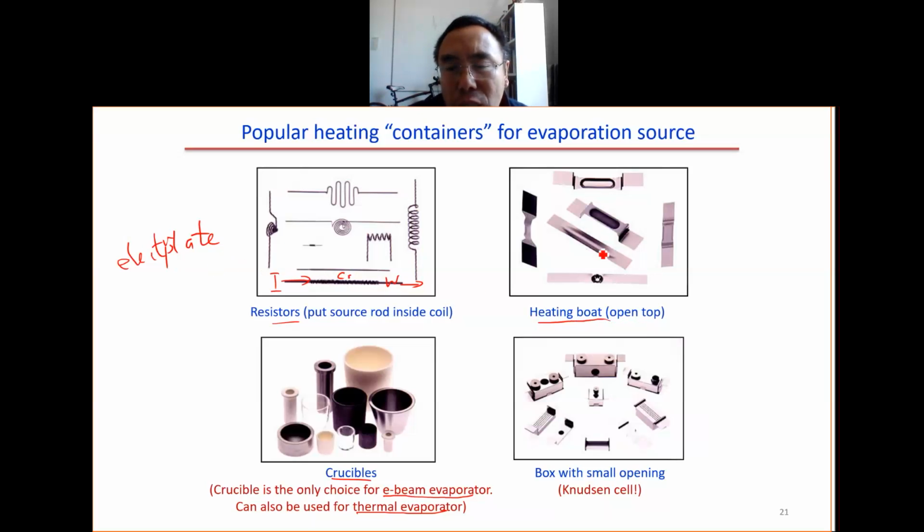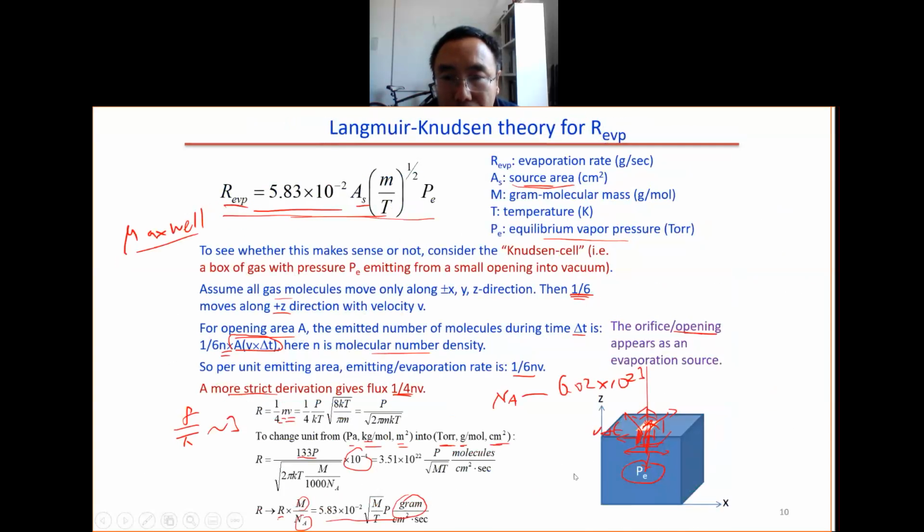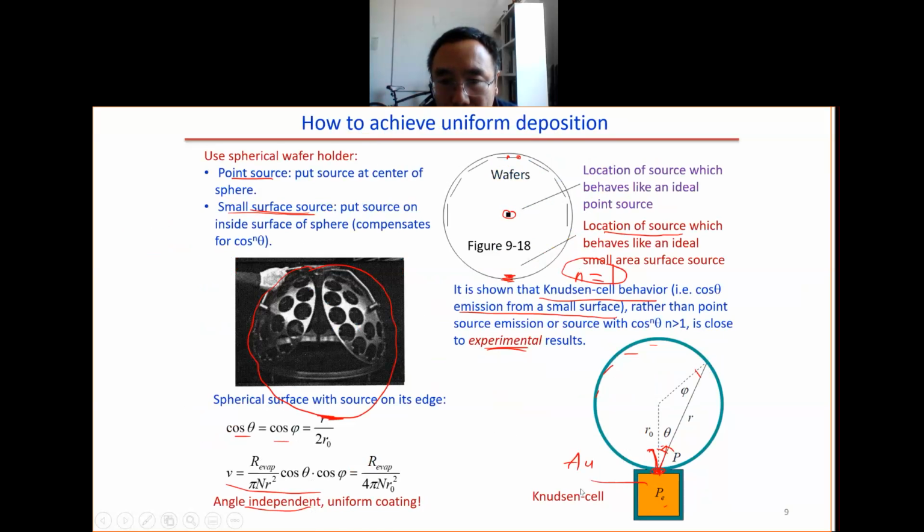This is the heating boat. We put the material into the boat. But there is the crucible. Those are the crucibles. This is another thin cell. We have the box with the small openings. This is another thin cell. Here, another thin cell.